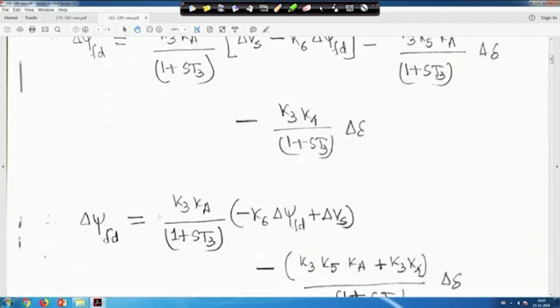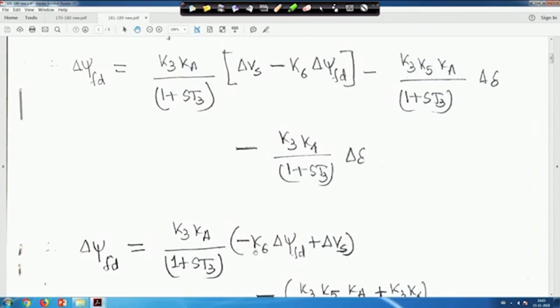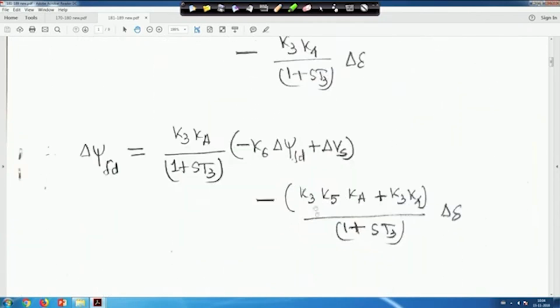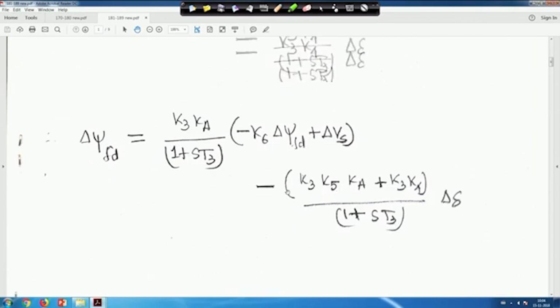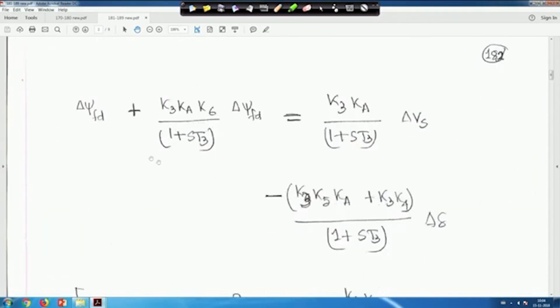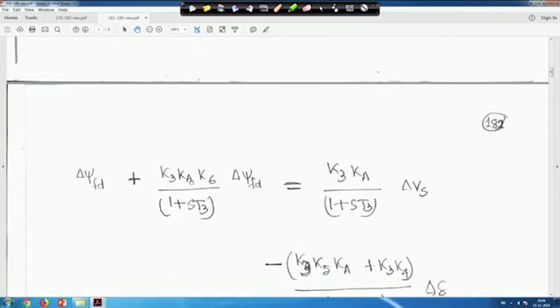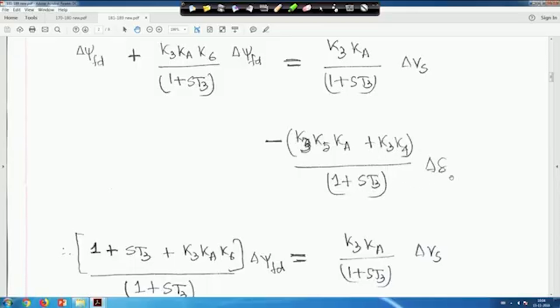Now, therefore, delta psi FD we can rewrite as K3 K upon 1 plus ST3 times delta Vs minus K6 delta psi FD, then these two terms we are writing together: minus in bracket K3 K5 K plus K3 K4 upon 1 plus ST3 delta delta, right. Upon simplification, bring this delta psi FD term to the left hand side, then it is delta psi FD plus K3 K K6 upon 1 plus ST3 delta psi FD is equal to K3 K upon 1 plus ST3 delta Vs, minus K3 K5 K plus K3 K4 upon 1 plus ST3 delta delta, right.